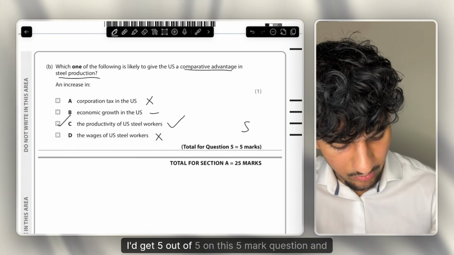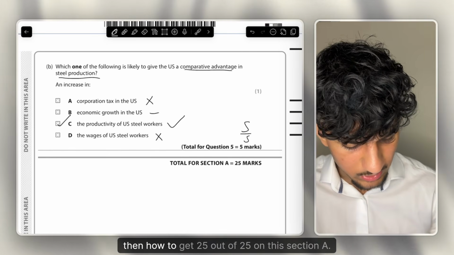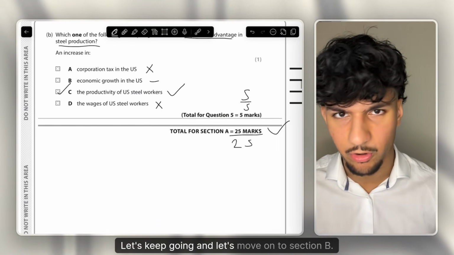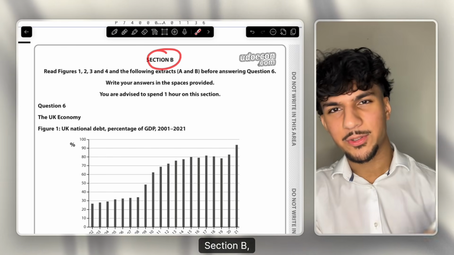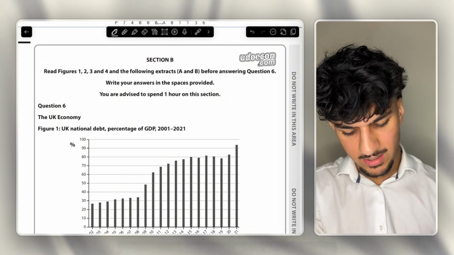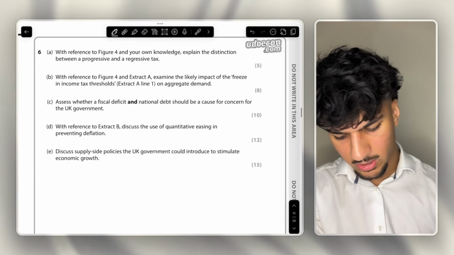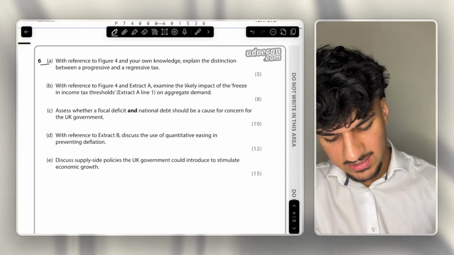And that is how to conclude. Firstly, I'd get 5 out of 5 on this 5-mark question, and then I'd get 25 out of 25 on this section A. Let's keep going and let's move on to section B. Section B, 2024, paper 2. Let's get right on with it and go straight to that 5-mark question. Okay, so 6A, 5 marks, let's get started.